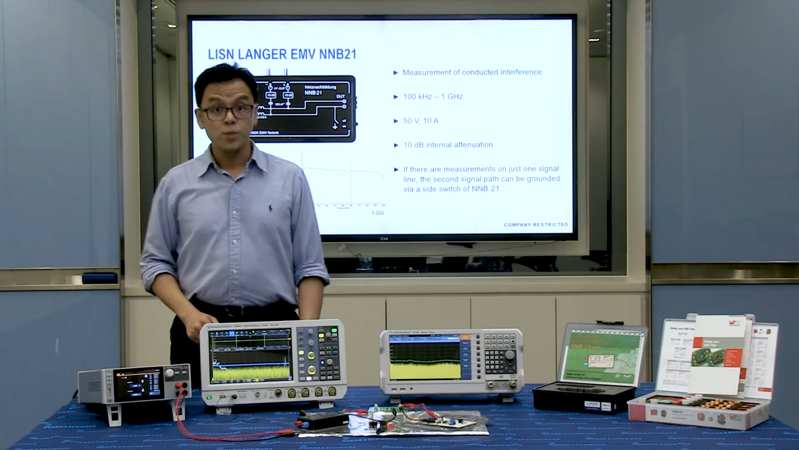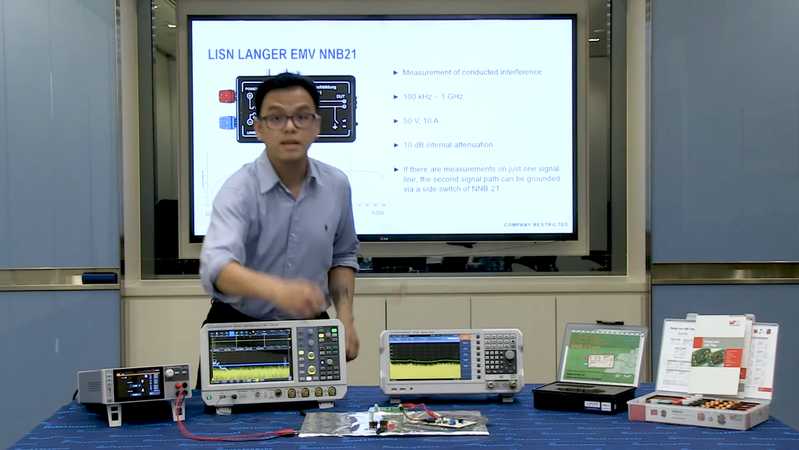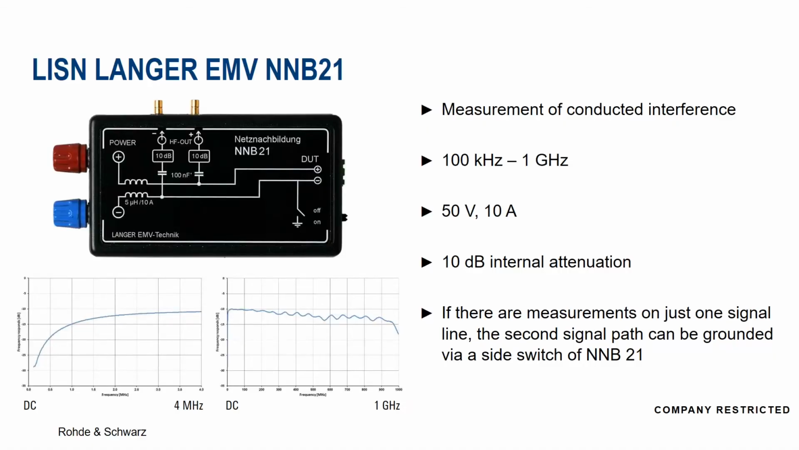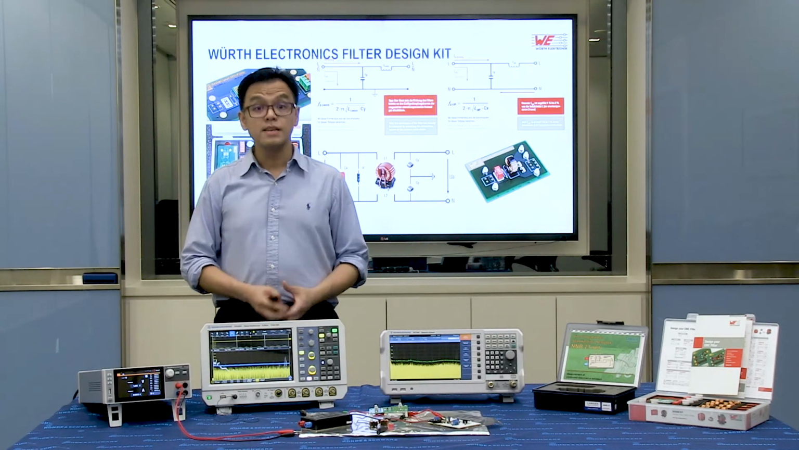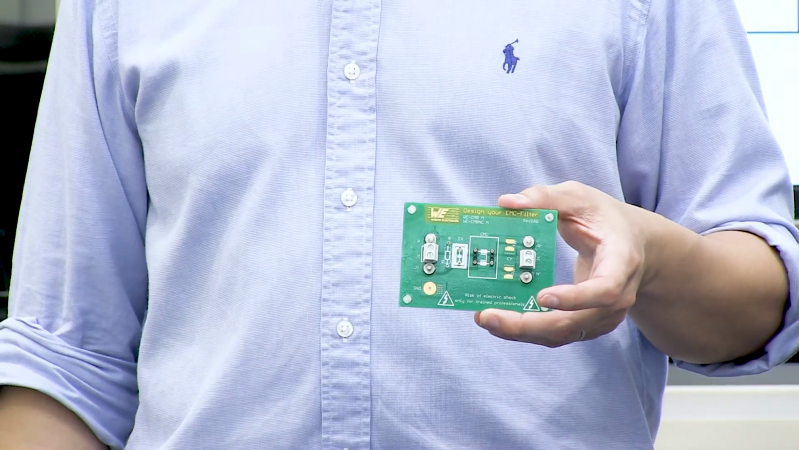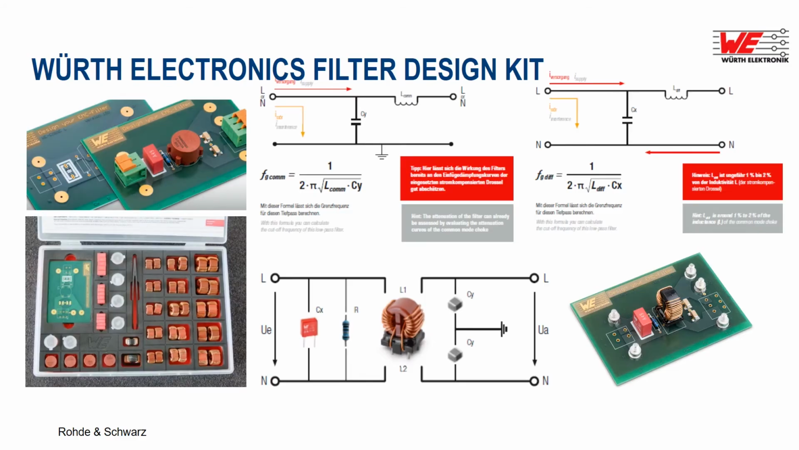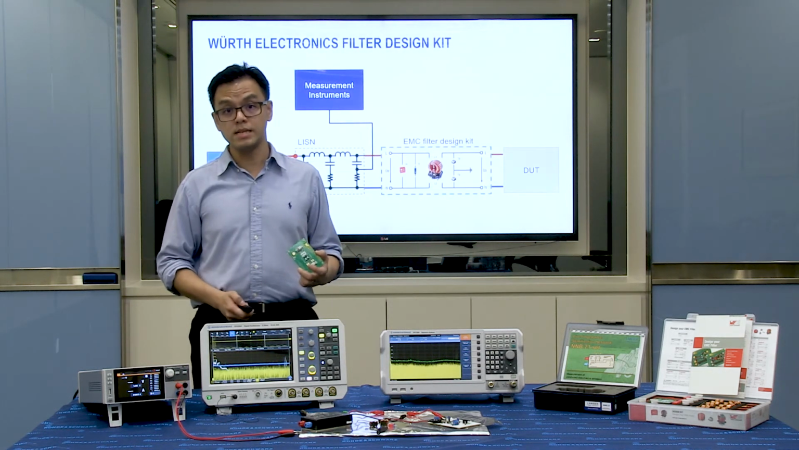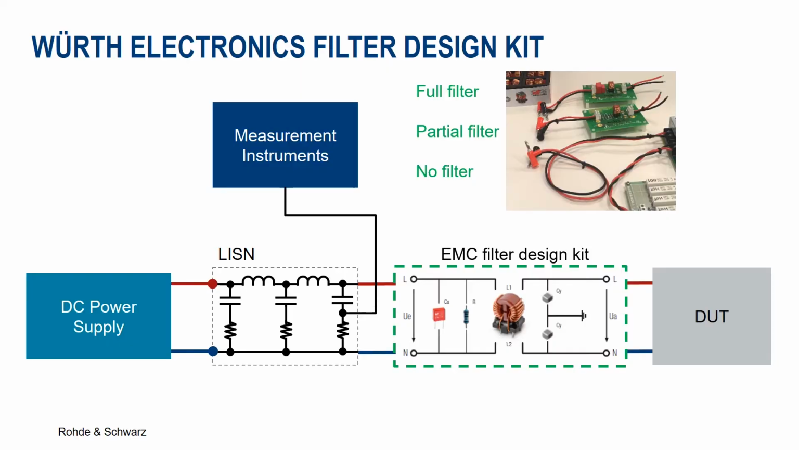In this experiment, we are also using a LISN from EMV Lange, the NNB21. It offers a 50 ohm, 10 amp connection and is capable of tapping out the conducted emissions from the DUT side for measurement up to 1 GHz. The key for this experiment is the WÜRTH filter design kit. It allows us to experiment on how different component insertion loss can help reduce specific emission. The filter design kit will be put between the LISN and the DUT.